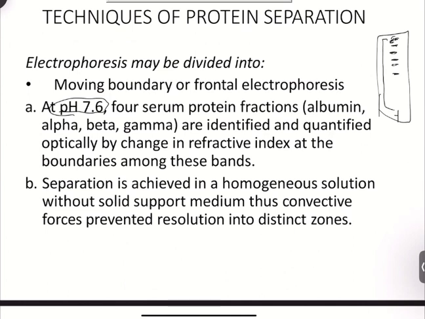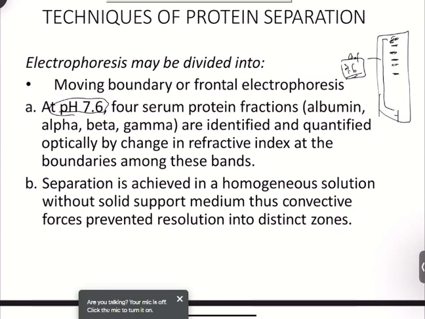Then, the medium or the gel incorporated with this, the gel has a pH of 7.6. Why 7.6? This is a neutral pH. Okay, optimum for identification of your proteins because your proteins' electric charge is dependent on pH. That's why it should be run in a slightly neutral gel or medium. Okay? Separation is achieved in a homogeneous solution without solid support medium, thus convective forces prevent resolution into distinctive zones.